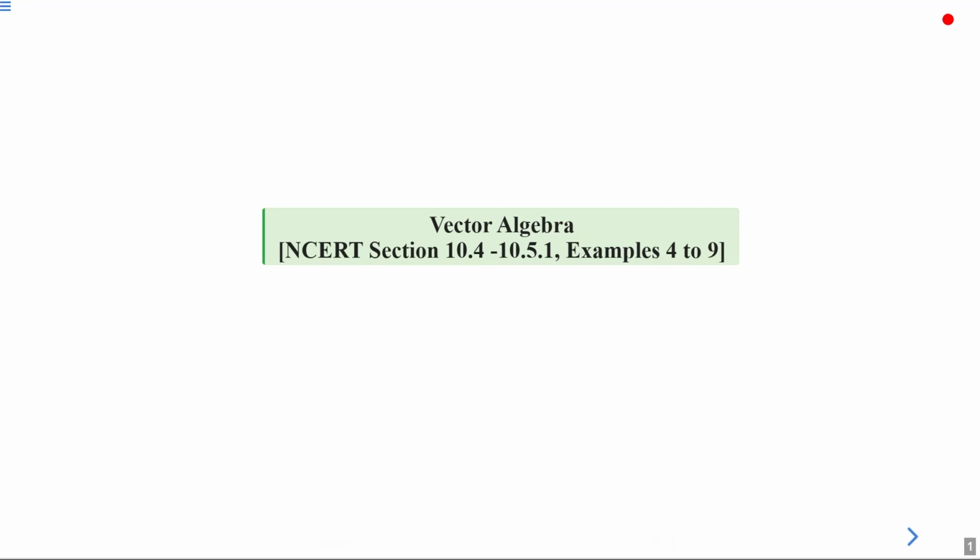So in today's class we will study vector algebra, and we will study NCERT section 10.4 to 10.5.1, examples 4 to 9. So let us start.